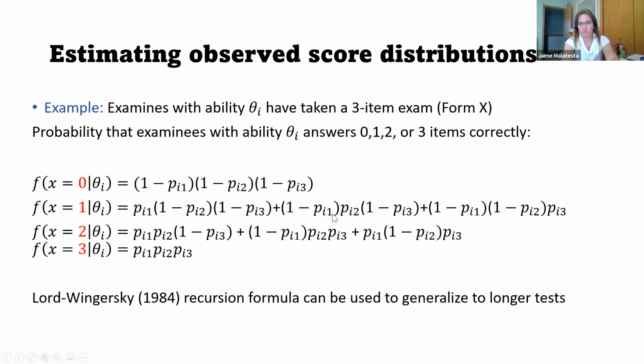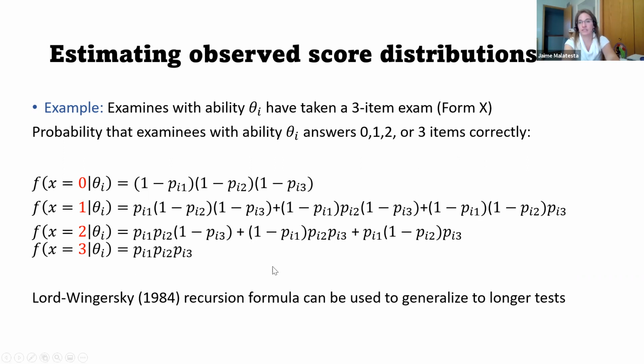You sum those terms together and you get the overall probability that a candidate with theta i answers 2 items correctly out of this 3-item test. Lastly, we have the probability of a candidate getting a score of 3 on this 3-item test, and it's simply the product of the individual probabilities for each item. So the probability of them answering item 1 correctly, times the probability of them answering item 2 correctly, times the probability of them answering item 3 correctly. You multiply those 3 probabilities together and you have f of x equal to 3.